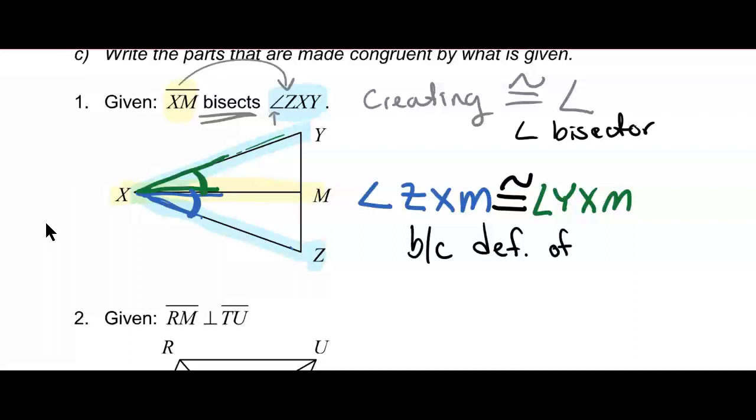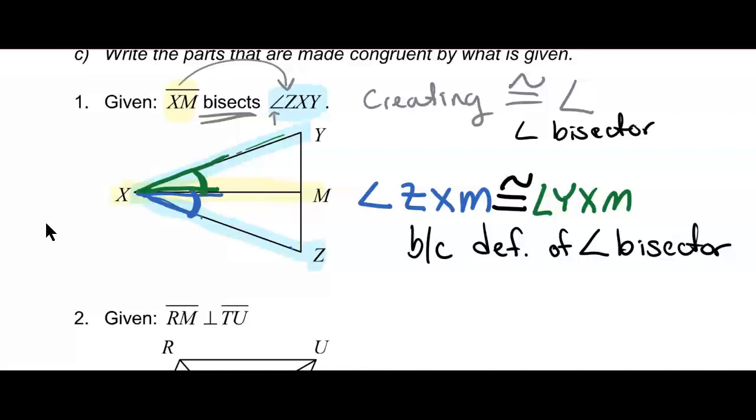Looking back at the given, what are we dealing with here? Thomas? What kind of bisector? What's being bisected here? An angle or a segment? Angle. So we can use the shortcut. We could just say angle bisector.